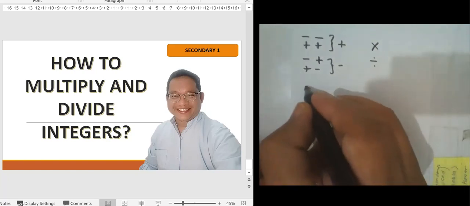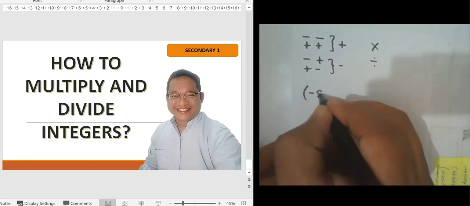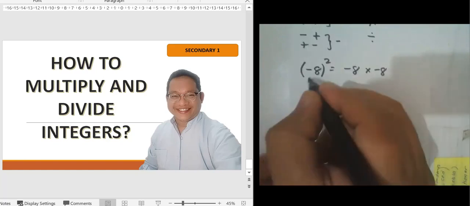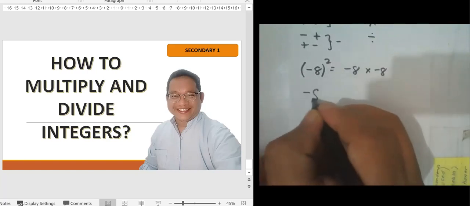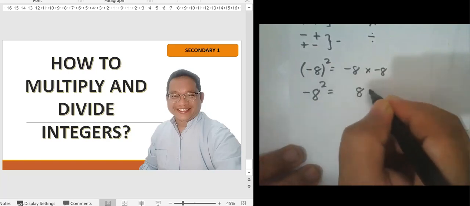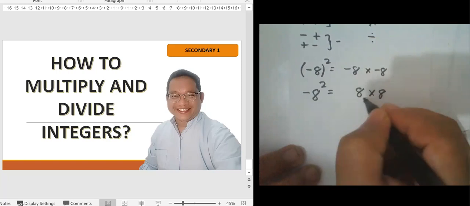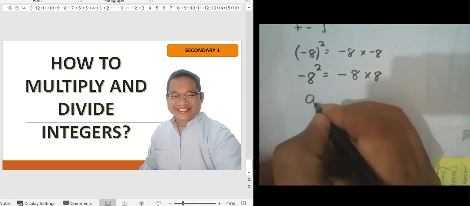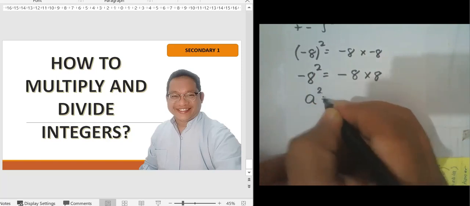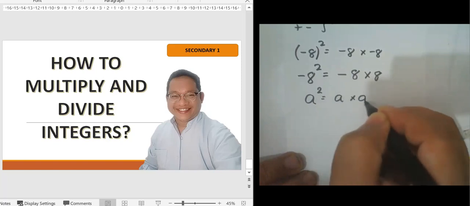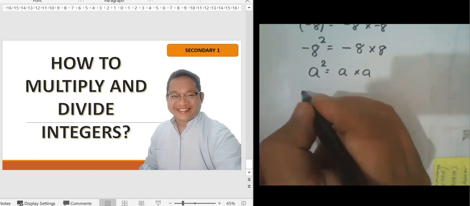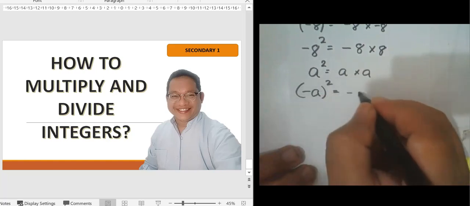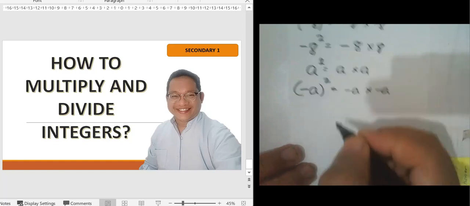And then the only thing that you need to remember, for example, if you have (-8) squared, it means negative 8 times negative 8. However, if there is no bracket, so let's say -8 squared, meaning that's 8 times 8, and whatever the answer, you take the negative. Similarly, if you have a number a, and the number a is being squared, it's the same as a times a. What if you have negative a squared, meaning a number which is negative? Then that's just negative a times negative a.